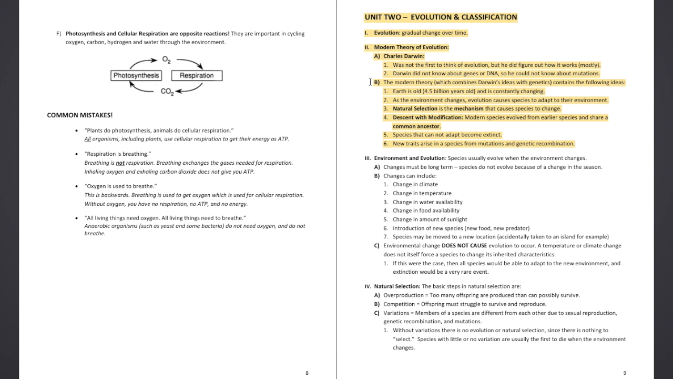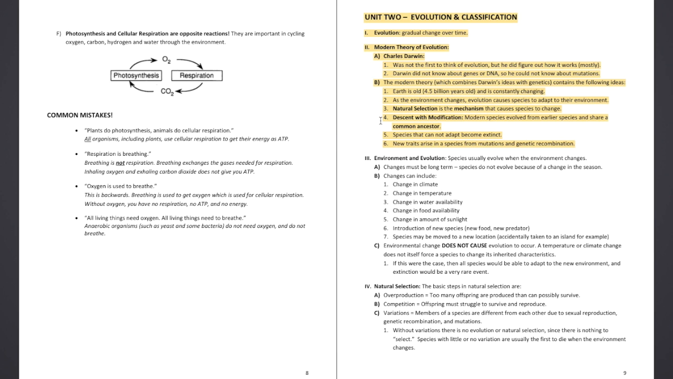B. The modern theory, which combines Darwin's ideas with genetics, contains the following ideas. 1. Earth is old, 4.5 billion years old, and is constantly changing. 2. As the environment changes, evolution causes species to adapt to their environment. 3. Natural selection is the mechanism that causes species to change.